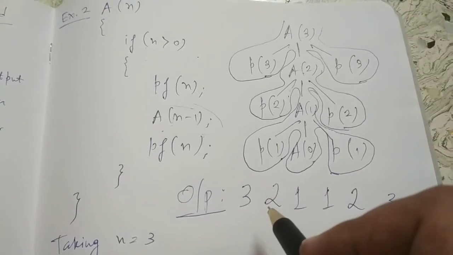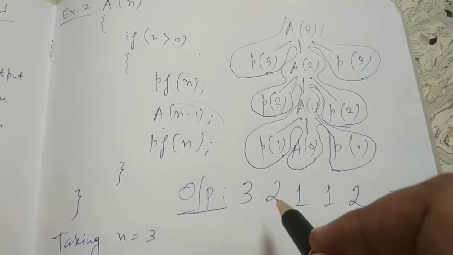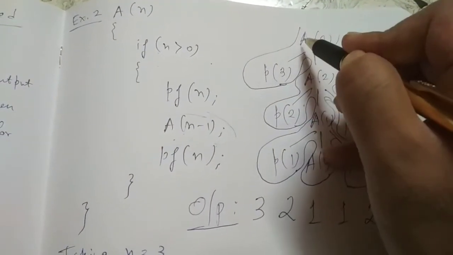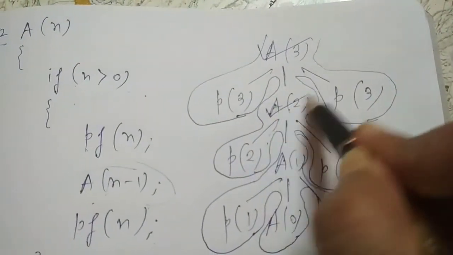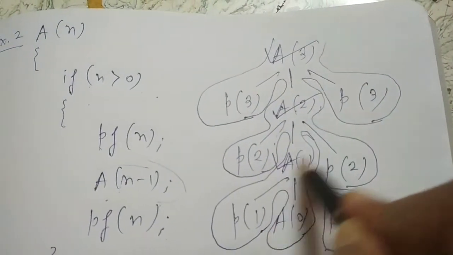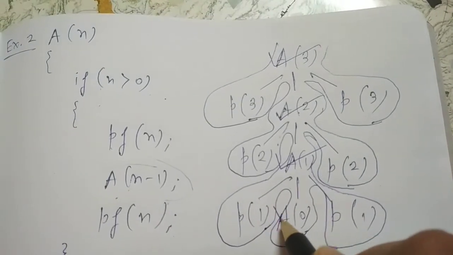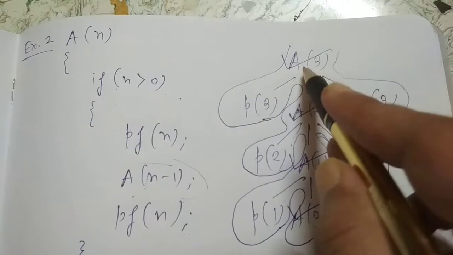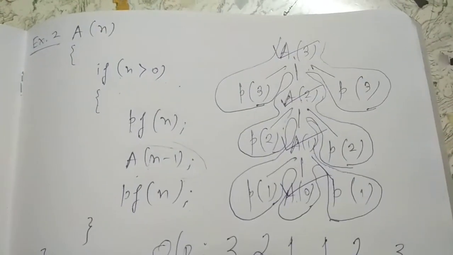Now, if you are trying to find the number of function calls that have been made, you can just count them. So how many function calls have been made? There is a function call on a of 3. There is a function call on a of 2. There is a function call on a of 1. And there is a function call on a of 0. So for n equal to 3, we have made 1, 2, 3, 4 function calls.